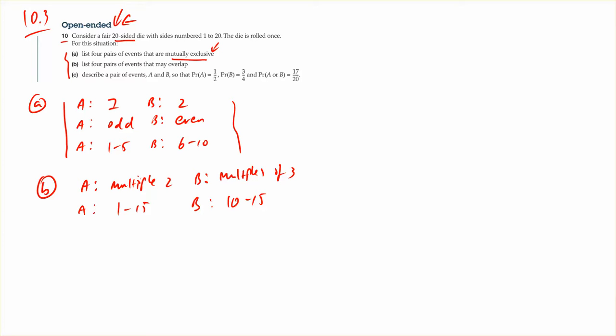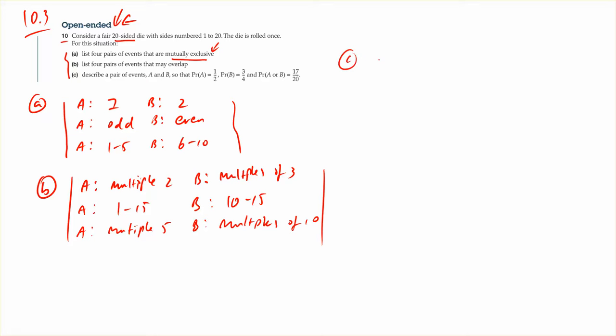Another one, A is multiples of 5 and B is multiples of 10. So as we can see, the numbers 10 and 20 would be where A and B overlap. Okay, and I'll leave another one for you to figure out.